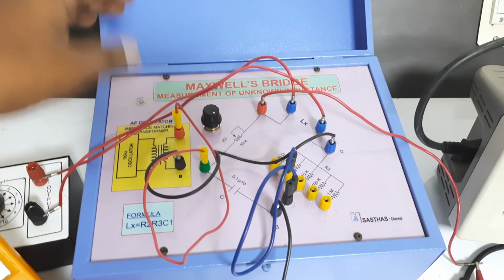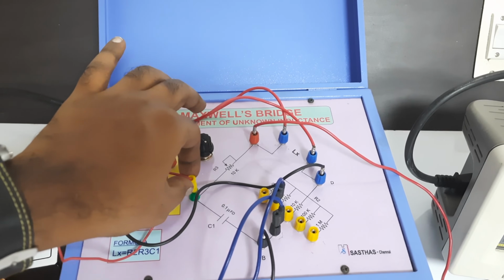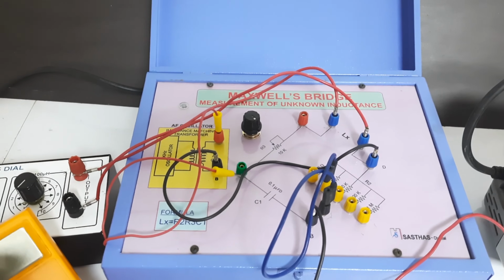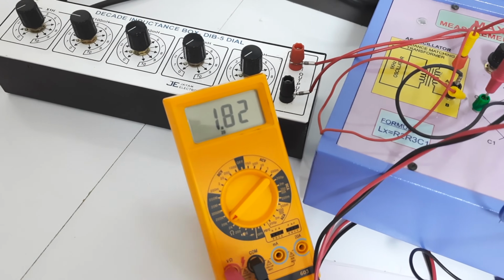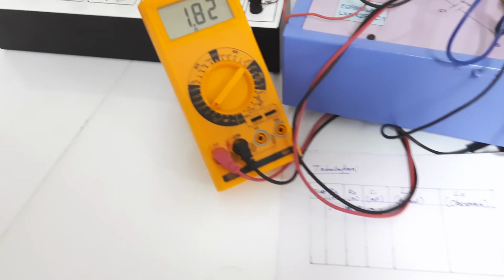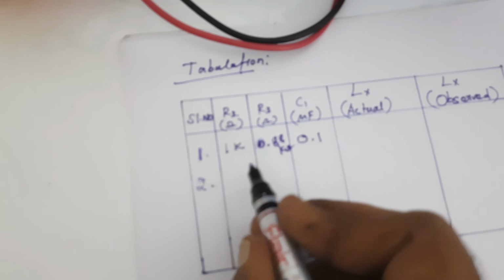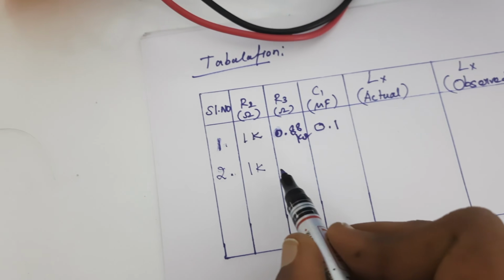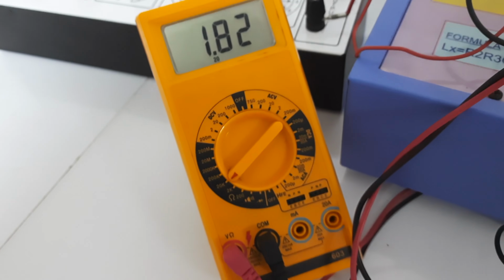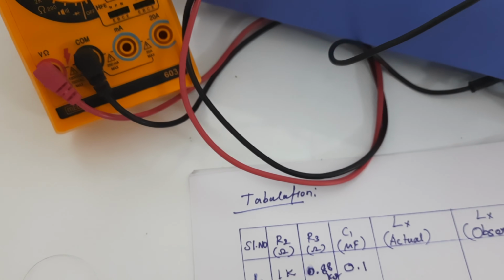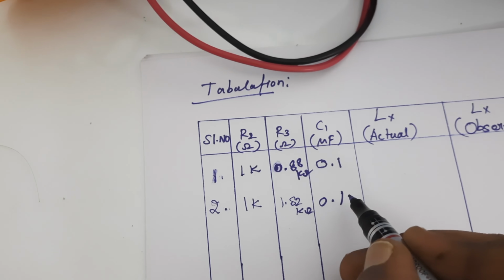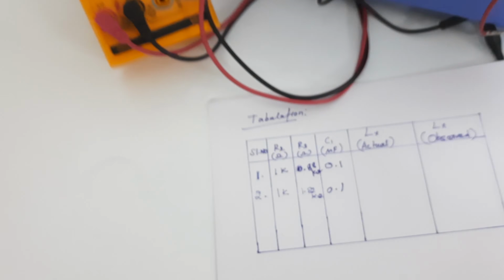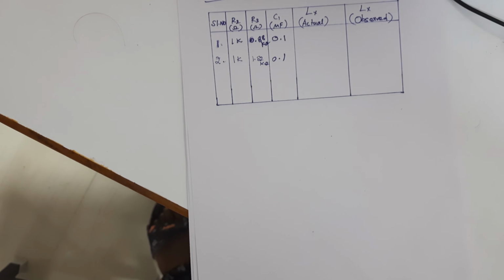Again I am going to turn off the kit and remove the terminals across R3. I am going to measure the resistance I varied. Now the resistance value is 1.82 kilo ohm. So now take the reading. For the second reading, again R2 is 1k and the R3 value is 1.82 kilo ohm. C1 is again 0.1 microfarad.